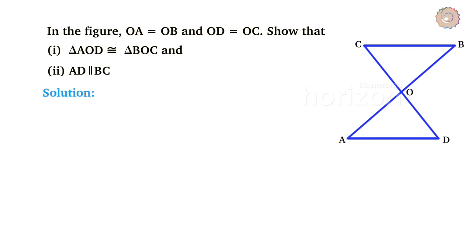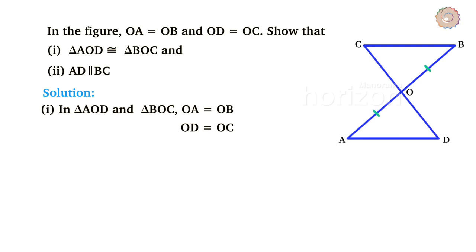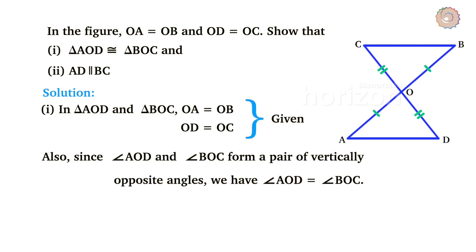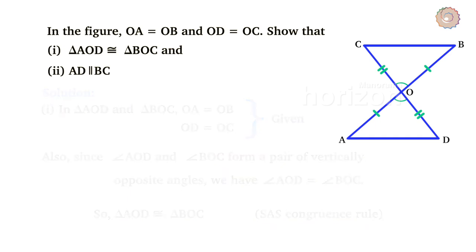Let us take a look at how to approach this problem. In triangle AOD and triangle BOC, OA is equal to OB and OD is equal to OC, which is given as per the question. Also, since angle AOD and angle BOC form a pair of vertically opposite angles, we have angle AOD is equal to angle BOC. Therefore, triangle AOD is congruent to triangle BOC because two sides and the included angle are equal in both the triangles, which is the SAS congruence rule.